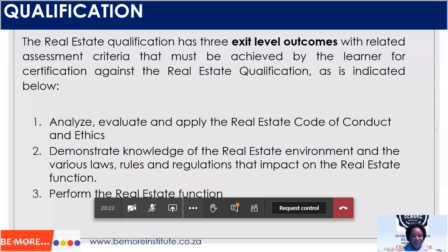What are the exit level outcomes expected from a learner going through this qualification? By the end of this course, you will be able to analyze, evaluate, and apply the real estate code of conduct and ethics. You'll be able to demonstrate knowledge of the real estate environment and the various laws, rules, and regulations that impact on the real estate function. And over and above all, you'll be able to perform the real estate function.